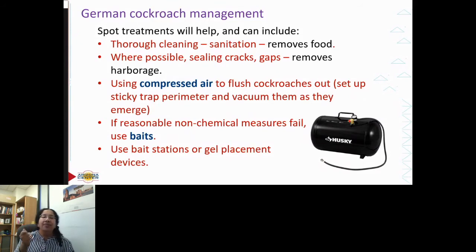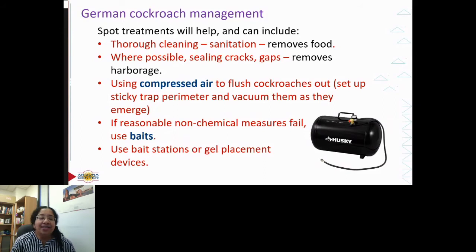So if you can use a compressed air spray, you can use it from a compressed air tank, or you can use a compressed air spray can. And before you do that, you set up a sticky trap perimeter around that area from where they'll start pouring out. And some of them will get stuck once you start spraying the air. And if you're also ready with a vacuum cleaner, you can vacuum up a number of them as they emerge. See, you got rid of ones.